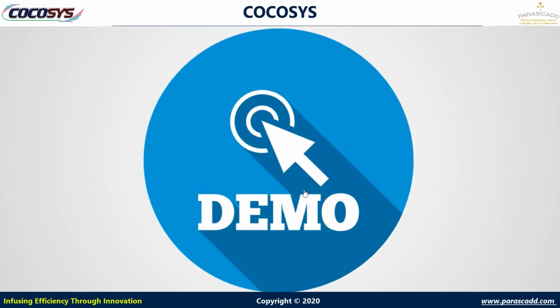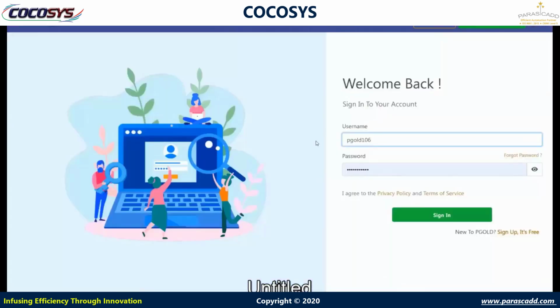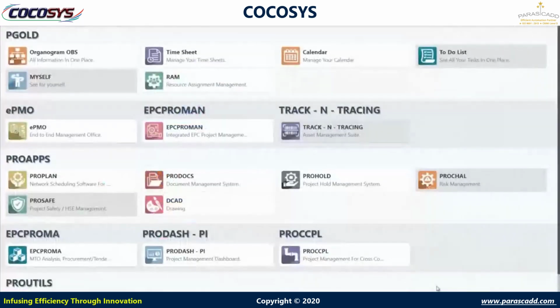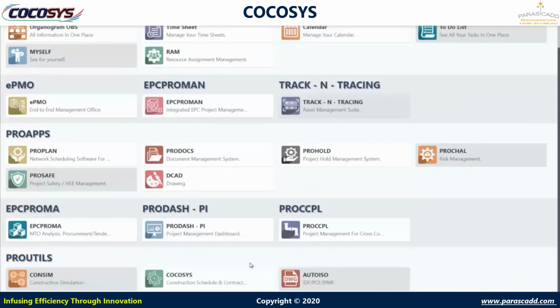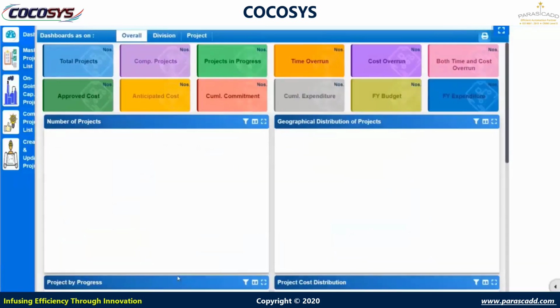So now we can see the software demonstration here. Very first we have to log in. So I'm using my login credentials. The product page will open. All the Parascat products are available here on the platform. So I click on the COCOSYS button. So this is my product, COCOSYS.